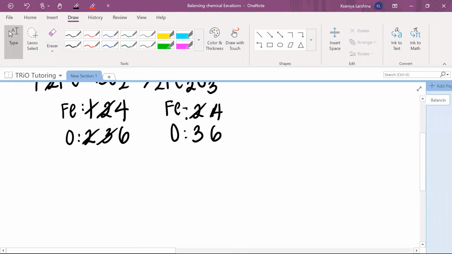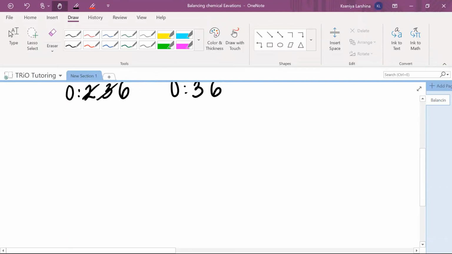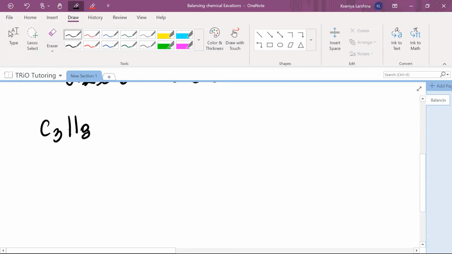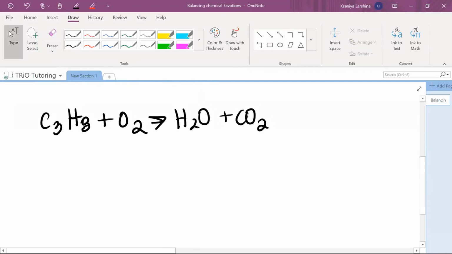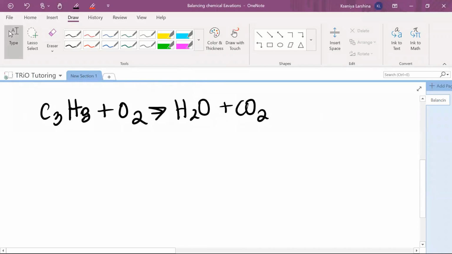Next problem is, how do you balance something with carbons, hydrogens, and oxygens? So say you have C3H8 plus O2 turns into water and CO2. This is one of your basic combustion reactions, since you get water and CO2, meaning carbon dioxide.